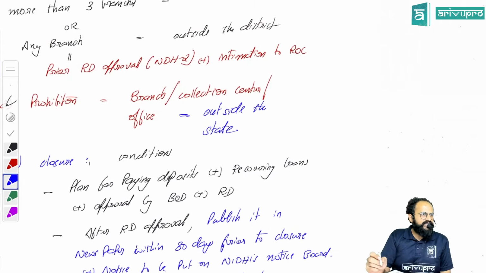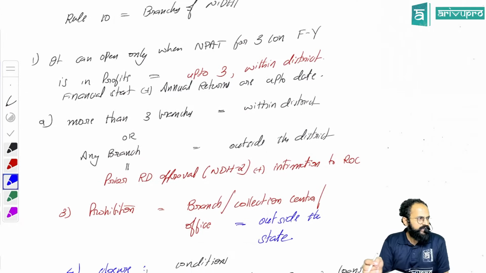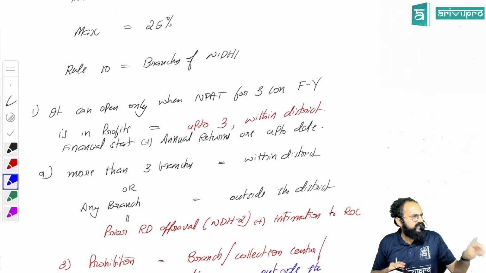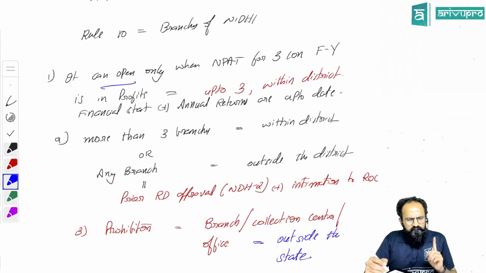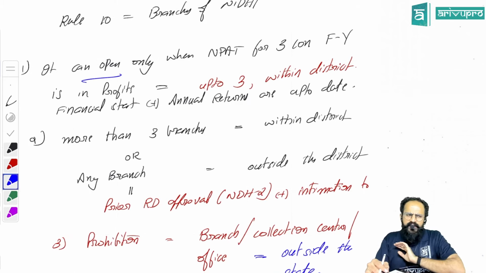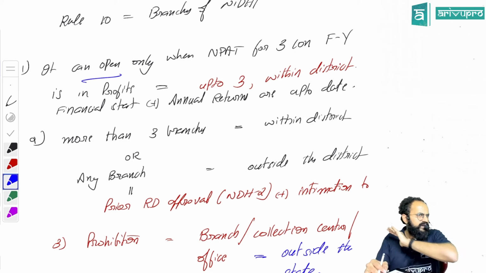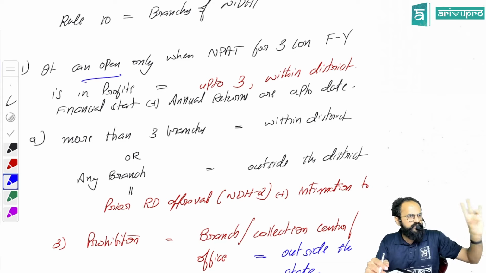So what are we seeing, people? Can a NIDHI have a branch? It can have its own, provided there are certain conditions you need to satisfy. If these conditions are not satisfied, you cannot have a branch, so only one office will be there and you have to go there only. The first main condition is that after paying all your expenses, you need to be in profit in the last 3 consecutive years. Net profit after tax means you have paid everything and still you are in profits for 3 consecutive financial years, and you have filed your financial statements and annual returns.